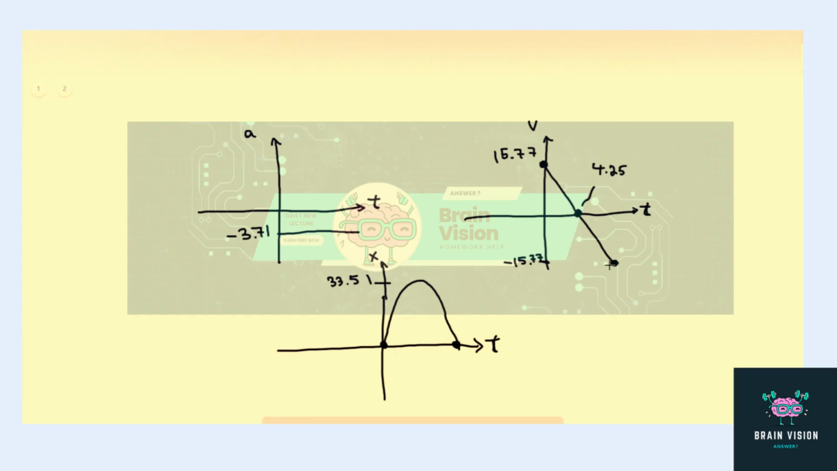The integral of this line yields a parabola. Since the slope of this is negative, it's a downward facing parabola. It opens up downwards. It also makes sense with the position because we know the object goes up and then comes back down. The maximum height of the object we calculated was 33.51 meters, and so that's the x value here at the apex. And then the time at the very end here is the full time of the transit, which was given in the problem as 8.5 seconds. And that's it.